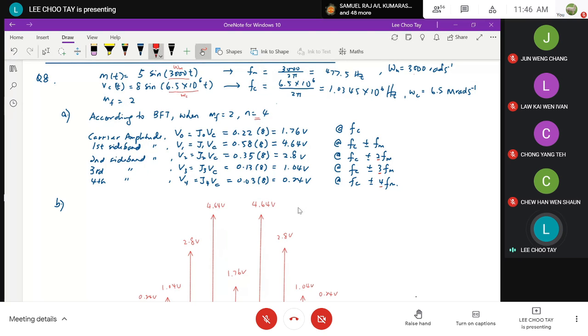So part B asks you to sketch the spectrum. Now with the carrier amplitude calculated and the frequencies of the sidebands identified, the sketch is actually quite straightforward.